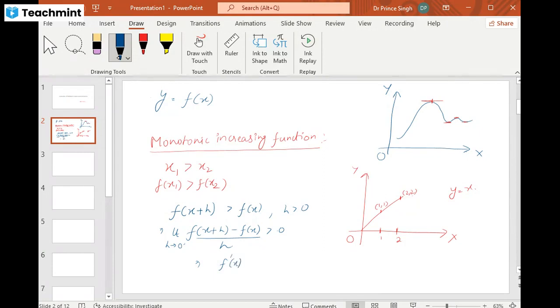So what is the condition that a function is monotonically increasing at a point? Instead of x, I can consider the point a, so a plus h and a, right? If we use this condition, then this is nothing but f dash a. So if f dash a is greater than 0, it means that the function f of x is increasing in the neighborhood of the point a. So we can say that the function is an increasing function.